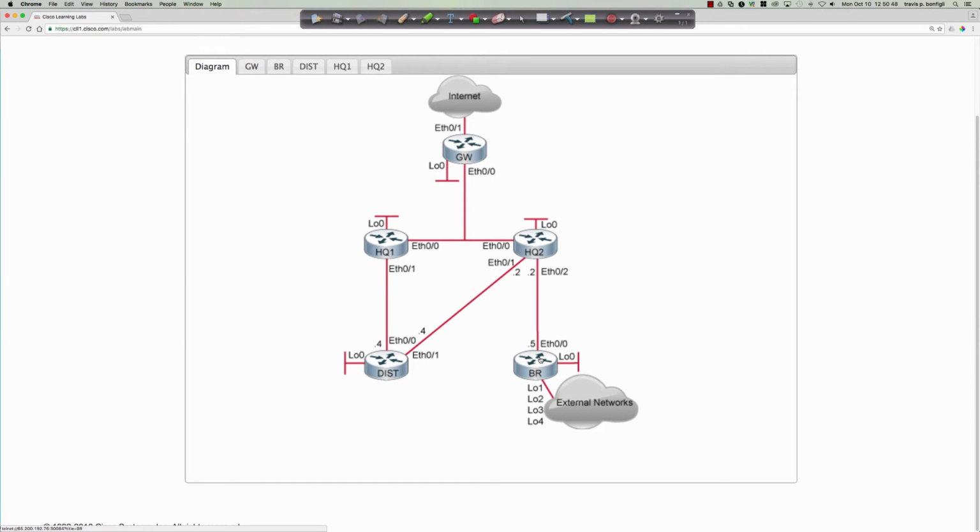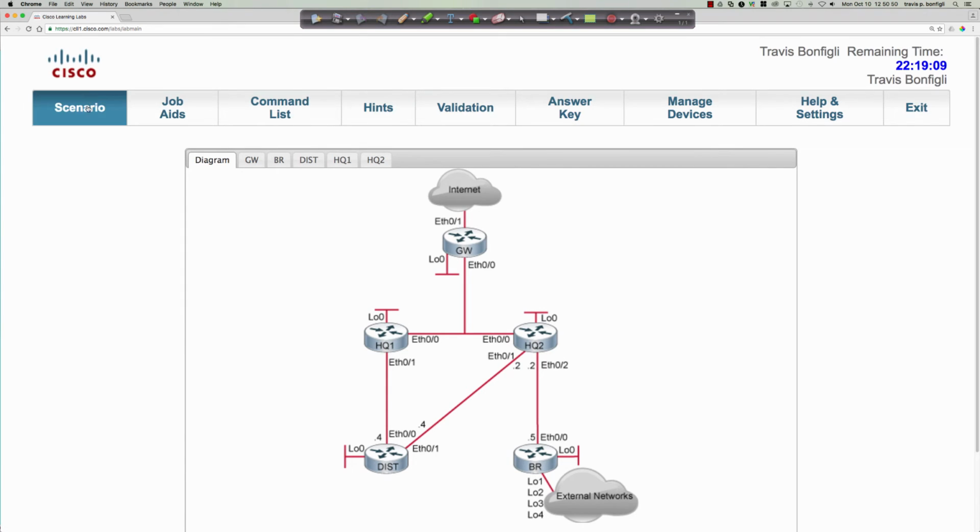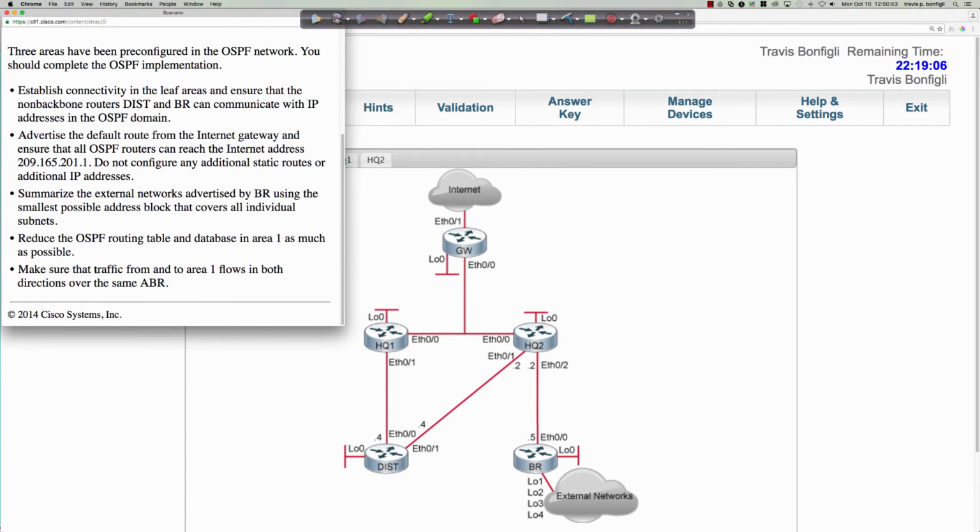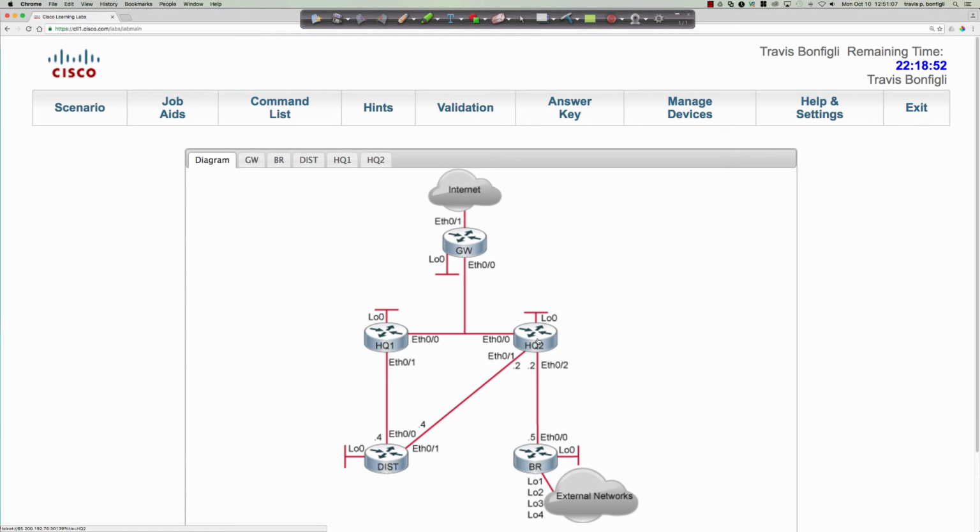All right, so now the final thing that we're going to do is, and these are always sort of the ones that cause you to think the hardest. So make sure that traffic into and out of Area 1 flows in both directions over the same ABR. So we've got HQ1 and HQ2. We've already turned both of these into totally stub ABRs for Area 1. Now we need to figure out, how do we force traffic to come out of and into the same ABR?